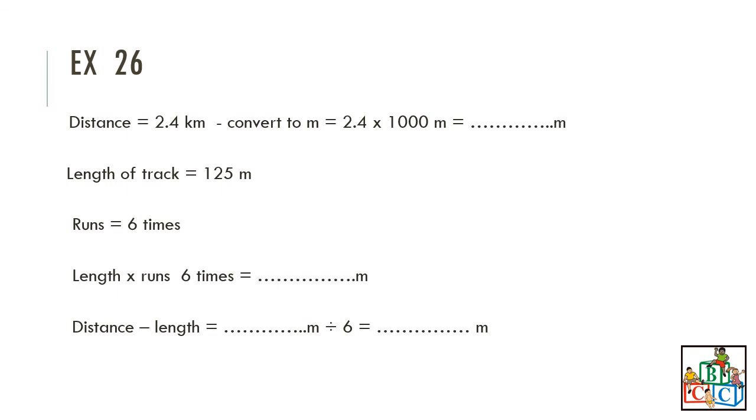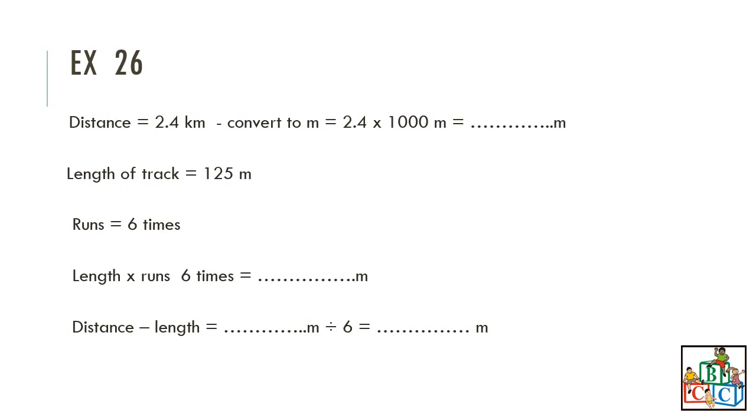Now the length of the track is 125 meters. So the boy has run 6 times. So you can do one thing. You will do the length times how many times he ran. He ran 6 times. The length times, which means multiply by 6, you will get the meters, the answer.